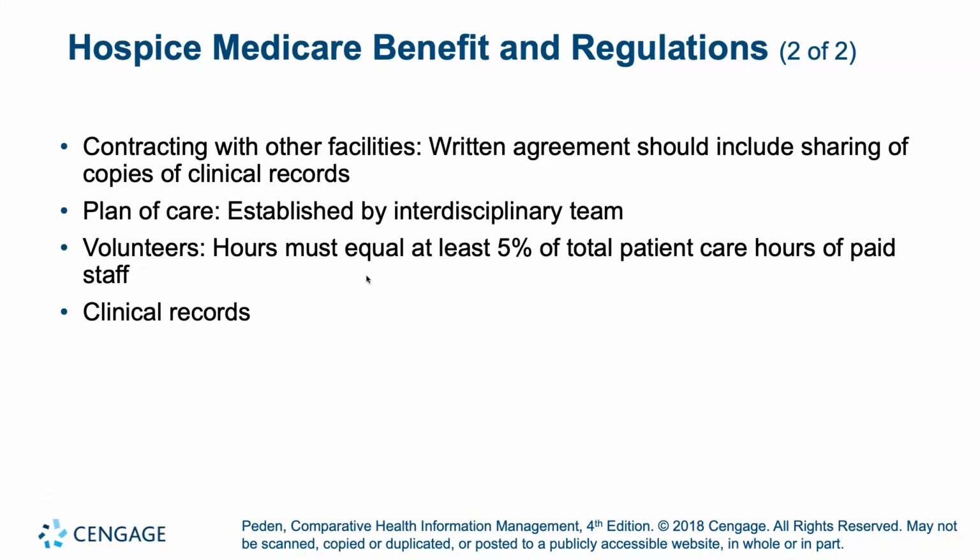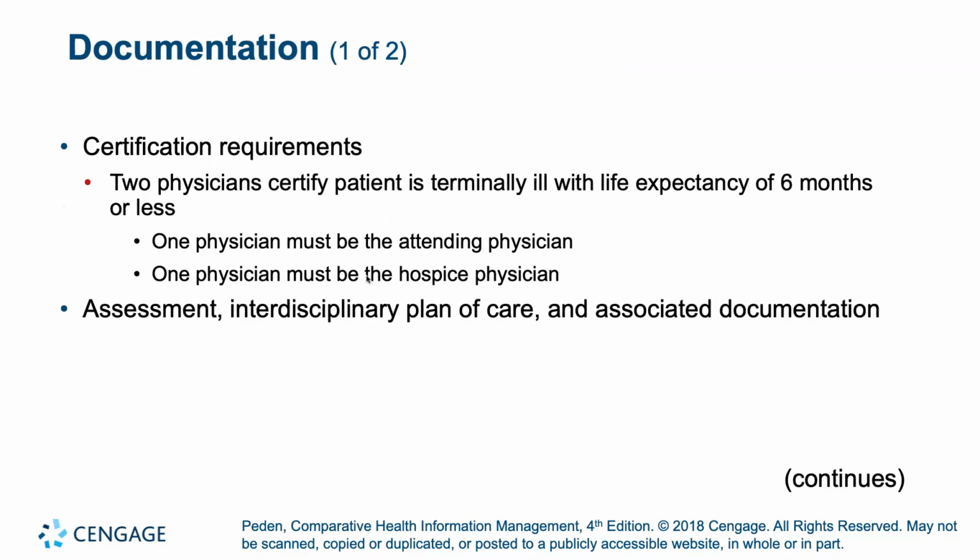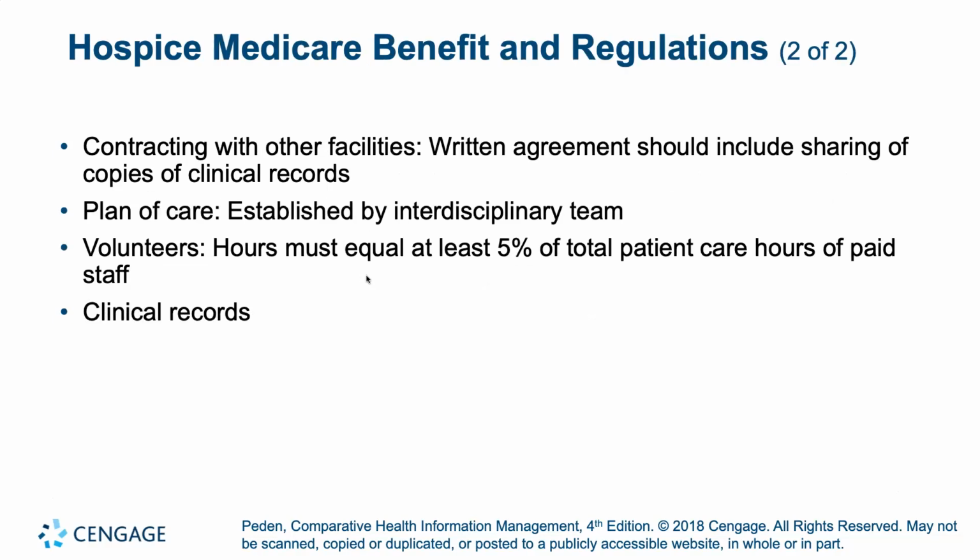And then clinical records. You always have clinical records. So you have comprehensive assessments, a plan of care. You have signed copies of patient rights, hospice election, informed consent, responses to medications, treatments with related physician orders, outcomes measurement data, physician certification or recertification of terminal illness, and copies of advance directives. So you've got to have all of these things.